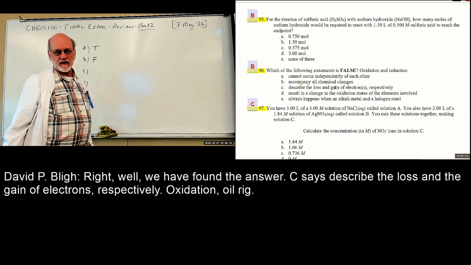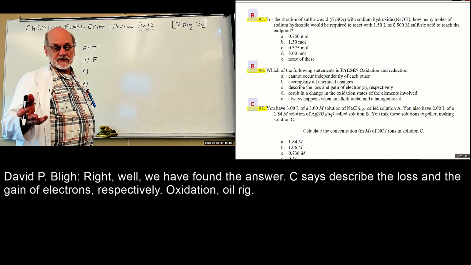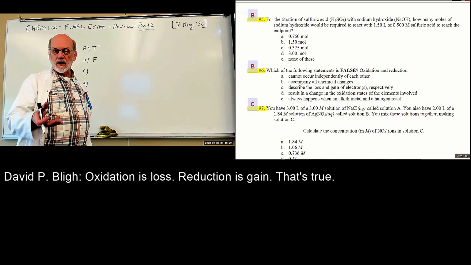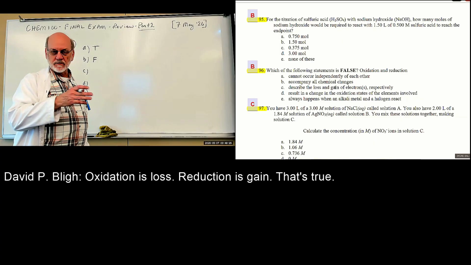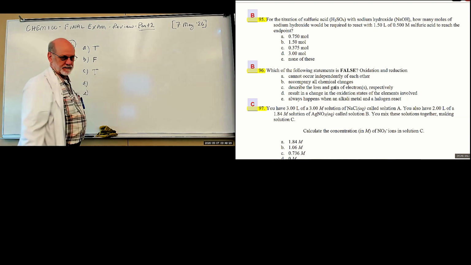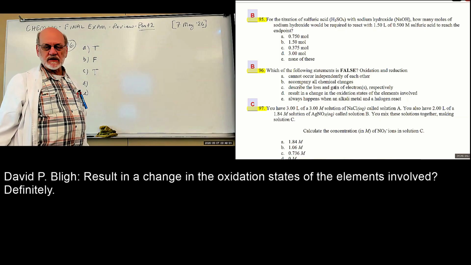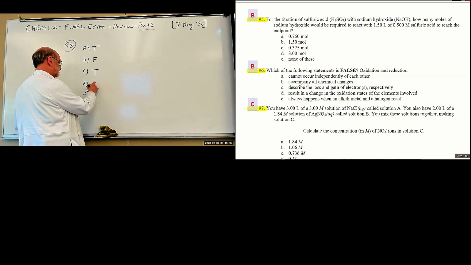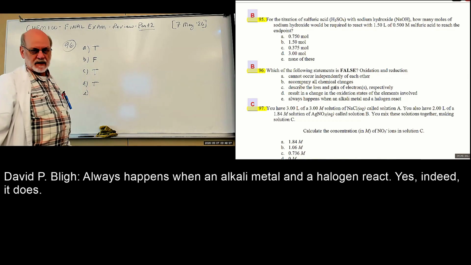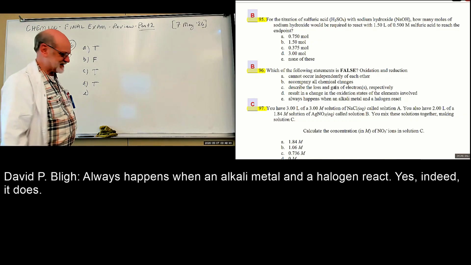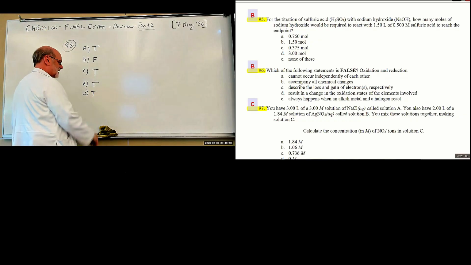Well, we have found the answer. C says describe the loss and the gain of electrons respectively. Oxidation, oil rig. Oxidation is loss, reduction is gain. That's true. Result in a change in the oxidation states of the elements involved? Definitely. Always happens when an alkali metal and a halogen react. Yes, indeed, it does.